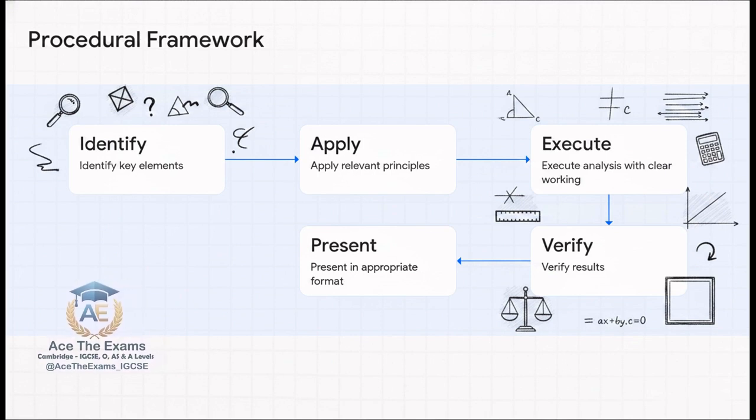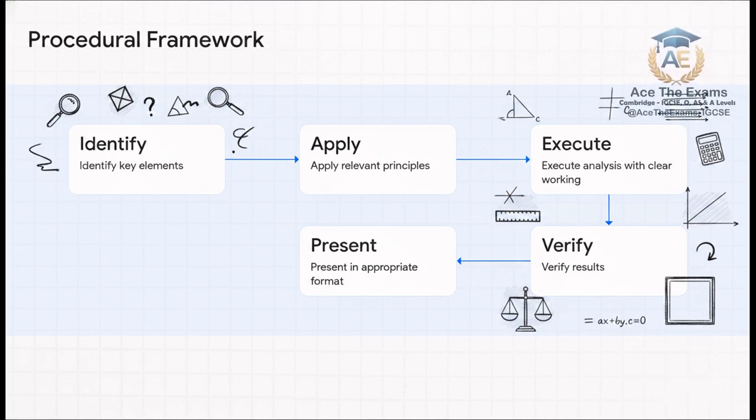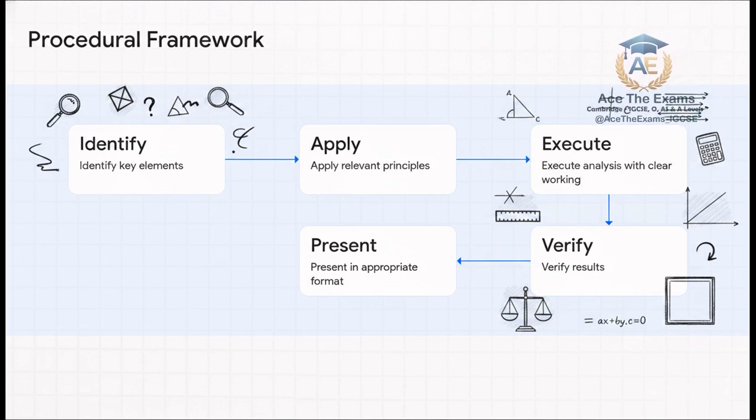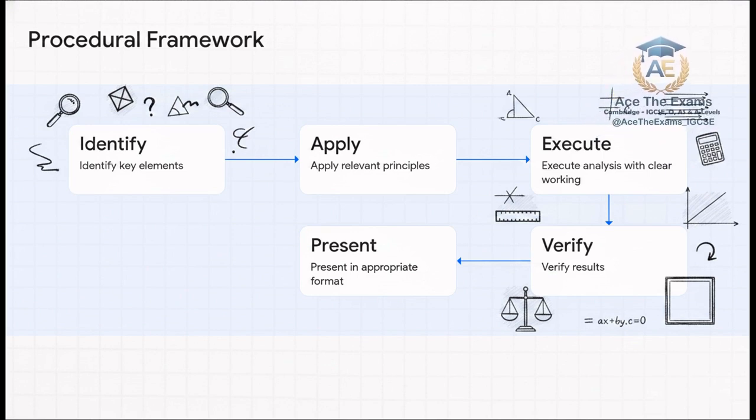Step 2. Apply relevant principles. This is where you recognize, okay, I need a midpoint, and I need a perpendicular gradient, which is the negative reciprocal. Step 3. Execute with clear working. Lay out your algebra neatly, line by line, no scribbling in the margins. Step 4. Verify results. Take a few seconds to check if your midpoint actually balances when plugged back into your bisector equation. And finally, Step 5. Present in format. If the question asks for the equation in the form ax plus by plus c equals 0, and you leave it as y equals mx plus c, you just threw away a completely avoidable mark. Ensure your final presentation perfectly matches the examiner's request.